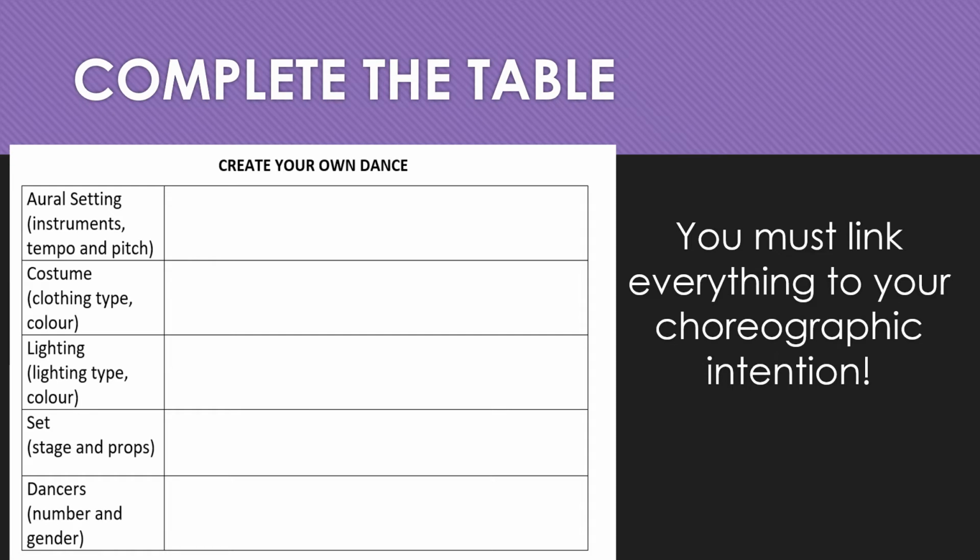Next, you'll be describing your costume. So you want to talk about the clothing type. For example, not just saying trousers, but are they long trousers? Are they tight fitting? Are they shorts? Making sure you're really specific. And you also want to describe the colour, and you might want to describe the material.